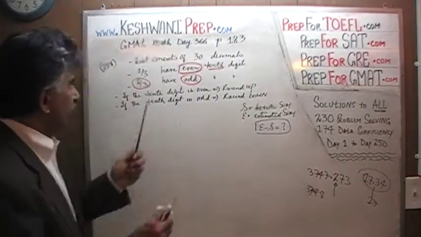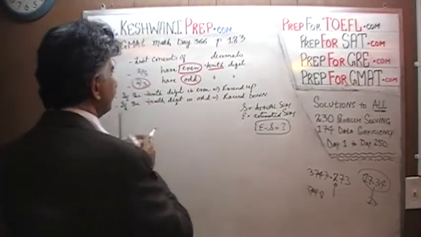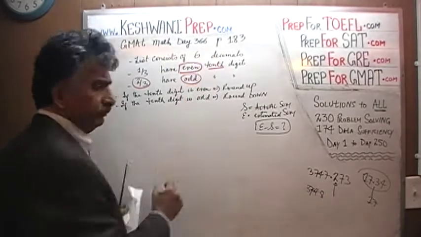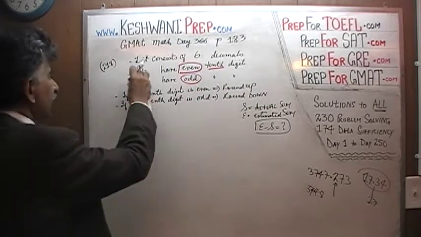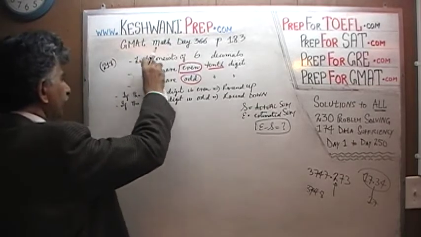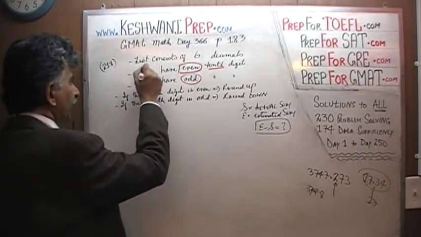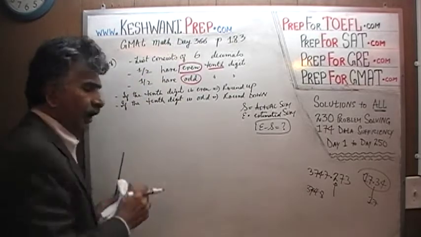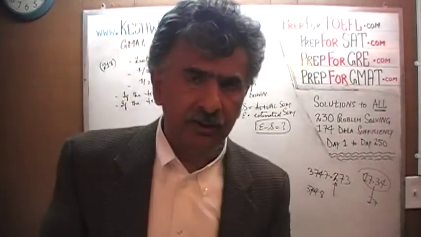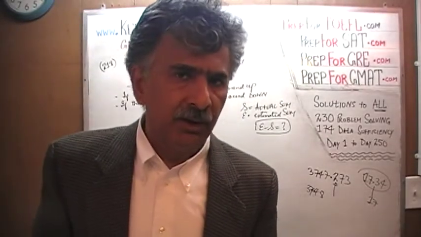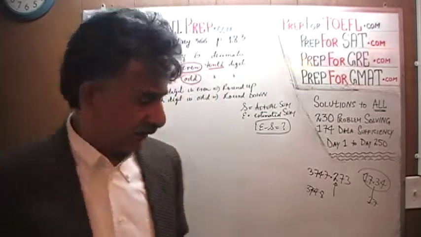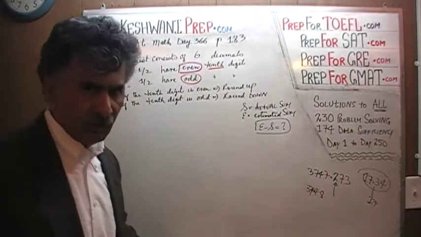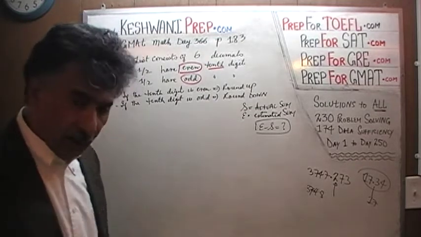Instead of 30 decimals, let's have only 6. And instead of having the complication of one third and two thirds, let's make it half and half. So in our simpler version, half of them will have an even tenth digit, and the other half will have an odd tenth digit. Other than that, the question is the same.